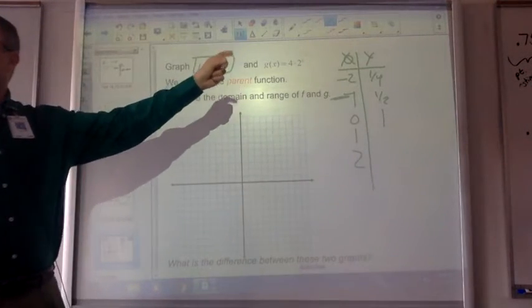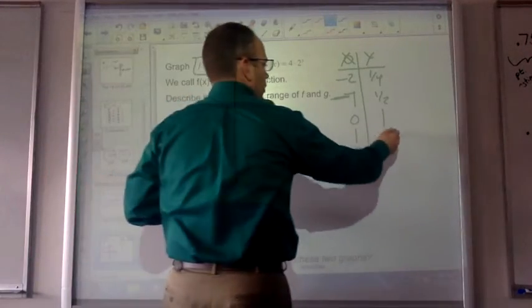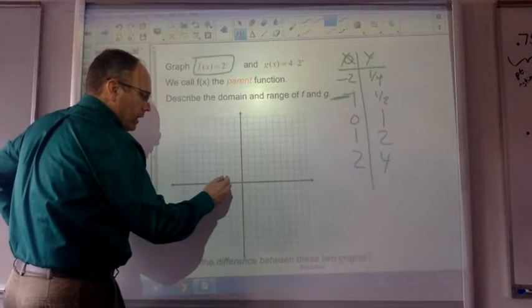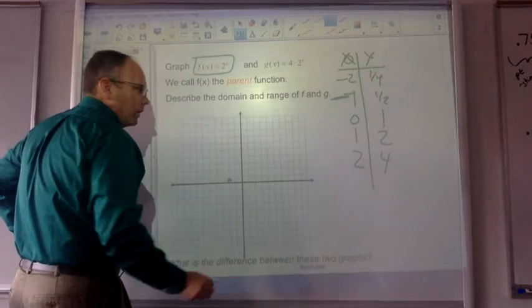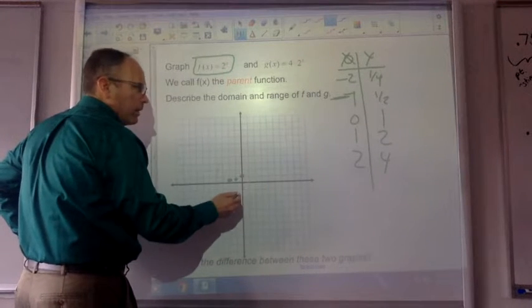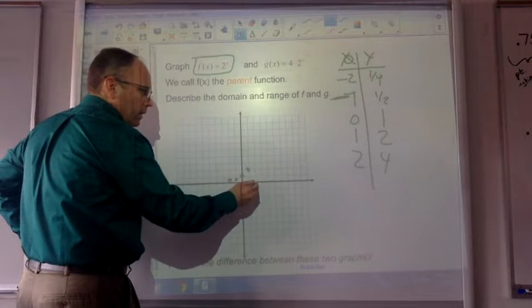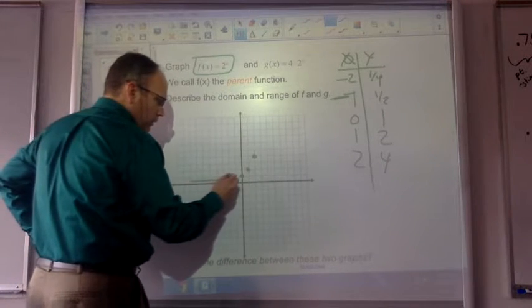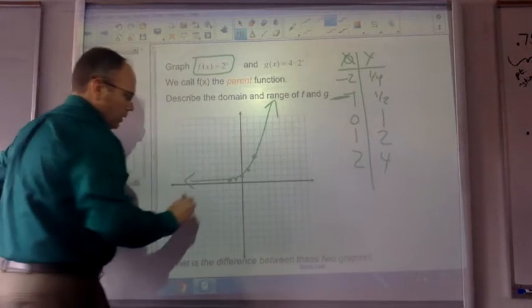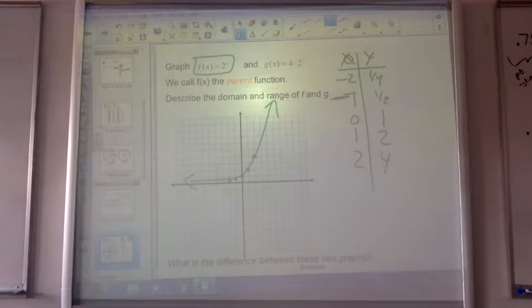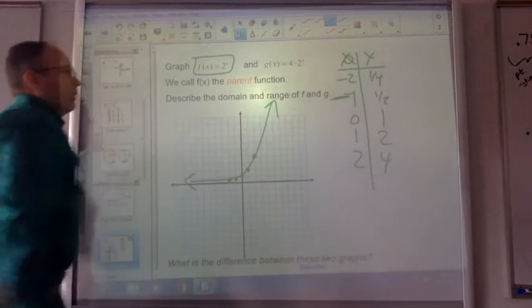2 to the first is 2. 2 to the second is 4. Okay, so let's see if we can graph this. I have -2, 1/4, it's like here. -1, 1/2, it's up here. 0, 1 is here. 1, 2 is here. 2, 4 is up here. So notice this comes right along this line. It gets infinitely close to it. We'll never get to it nor cross it as I come out to the left. This is going to continue to grow forever and ever.